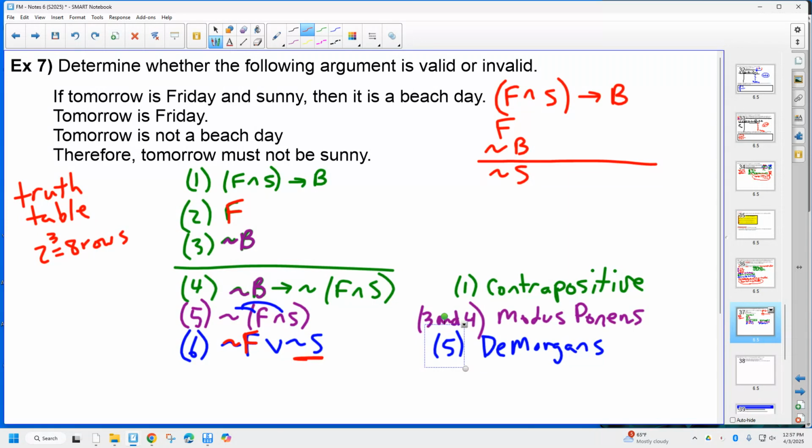So we take that step 2 and step 6 together, and we can conclude not S, which is exactly what we wanted in the first place. That was step 2 and 6. And look back at the one that has an or in it. That was the disjunctive one, right? Disjunctive syllogism.